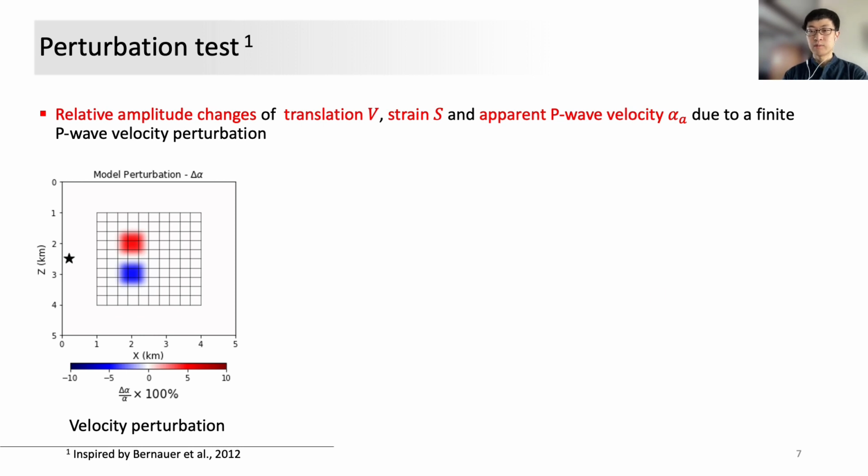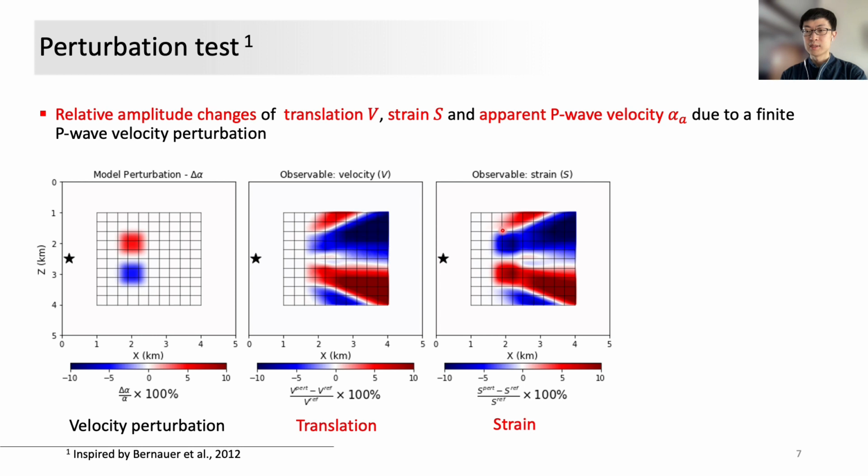Two square P-wave velocity perturbations are added on the right side of the single source, and an array of receivers are put on the regular grid points. In the first simulations, we compute synthetic velocity, strain, and apparent P-wave velocities for the background models. These provide reference amplitude values for each observable. We then perform another simulation under the perturbed models to calculate the relative amplitude changes at each receiver.